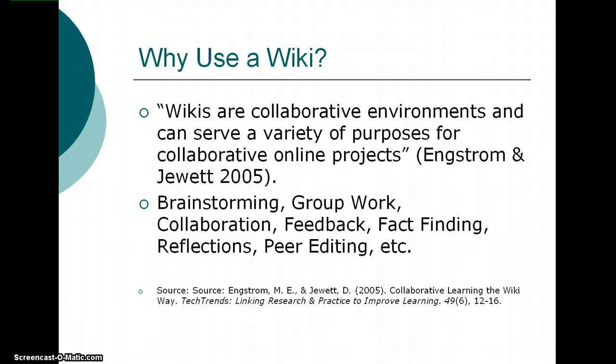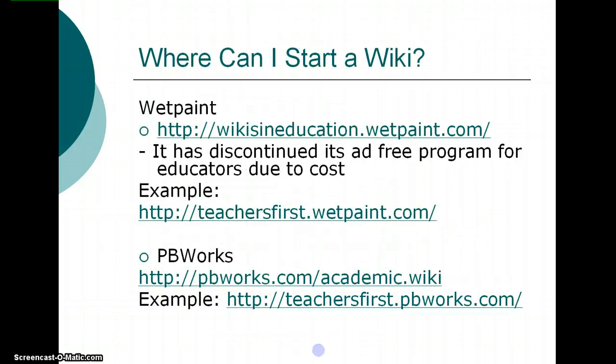So why use a wiki? Wikis are collaborative environments and can serve a variety of purposes for collaborative online projects. It allows for brainstorming, group work, collaboration, feedback, fact-finding, reflections, peer editing, blogging, and many more things.